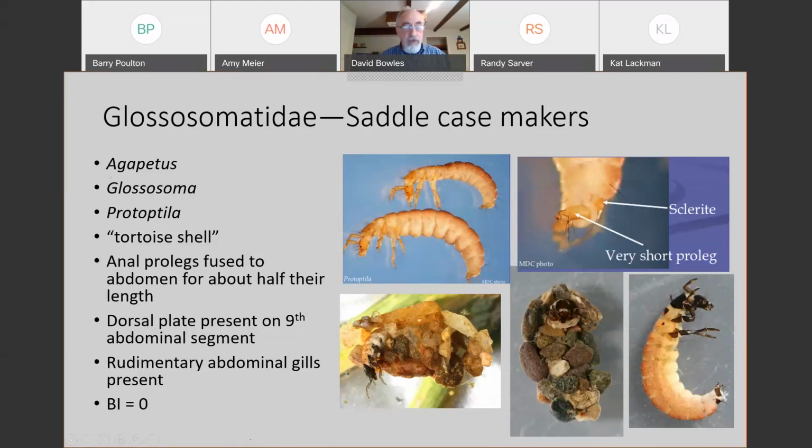Sometimes in some of the genera, there are rudimentary gills on the abdomen, but they're usually single and very small. And just like Rhyacophilidae, the biotic index of these things is 0. For the most part, they like clean water.